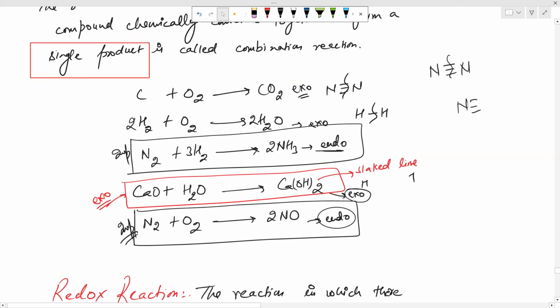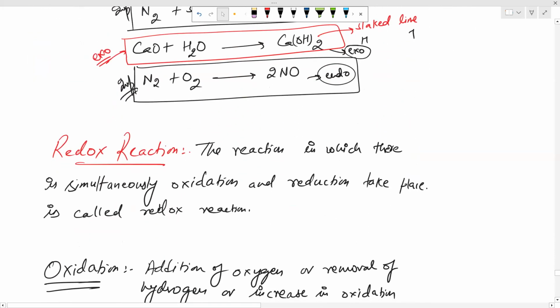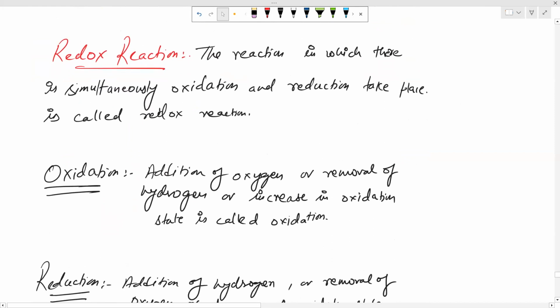So these are the examples of combination reaction. The next type of reaction is redox reaction. What is a redox reaction? The reaction in which simultaneously oxidation as well as reduction takes place. Not exchange of ions, that is displacement, double displacement. There must be oxidation as well as reduction. What is oxidation? What is reduction? We're going to talk about it later.